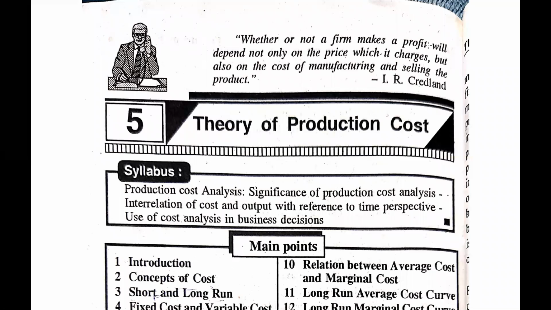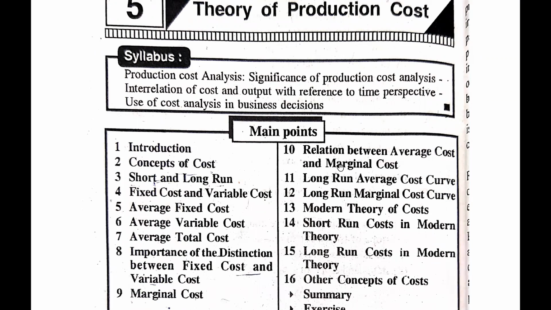Hello guys, this is our second lecture of the chapter theory of production course, that is chapter 5 in your economics, and also this is the last chapter. In our first lecture we have discussed 4 points: introduction, concept of cost, short and long run, factors of production, fixed cost and variable cost, and also we have seen average fixed cost.